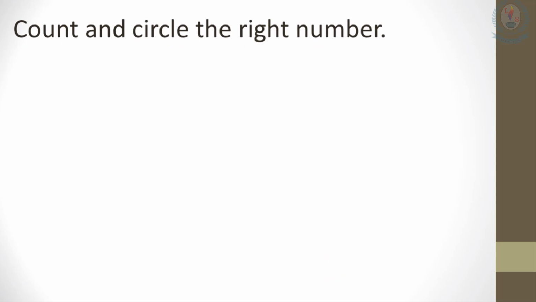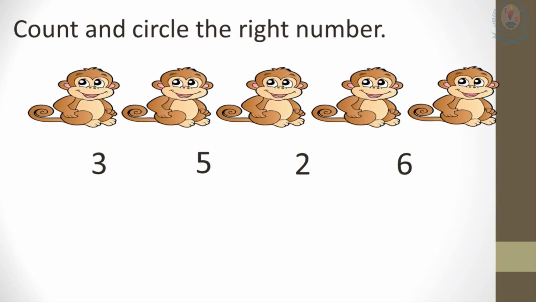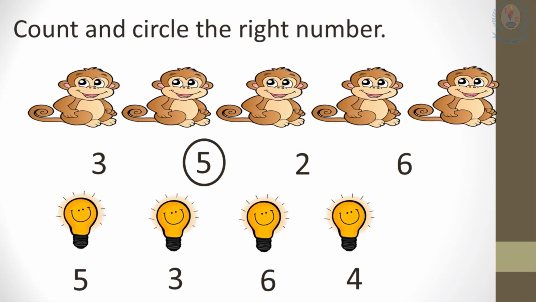Shall we do a small activity? Count and circle the right number. Here we have monkeys. Let's count and see how many monkeys. 1, 2, 3, 4, 5. What is the correct number? It's number 5. We circled number 5. Next we have bulbs. Let's count and see how many. 1, 2, 3, 4. There are 4 bulbs.